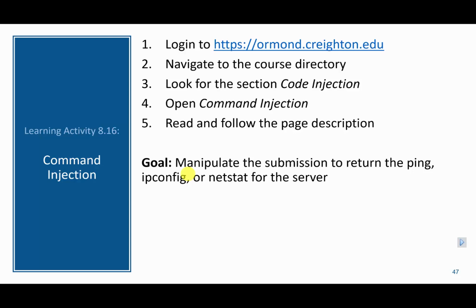So let's have you try to do this on your own. So we're going to go back to code injection, specifically open up command injection, and then read and follow the page description. What I want you to try to do is manipulate the submission to return either a ping request, an IP config request, or a netstat request from the server.